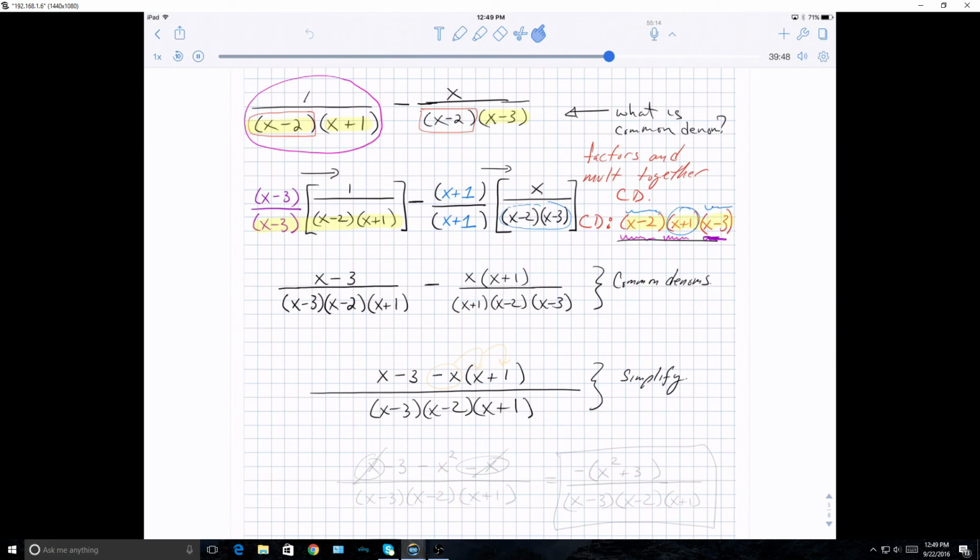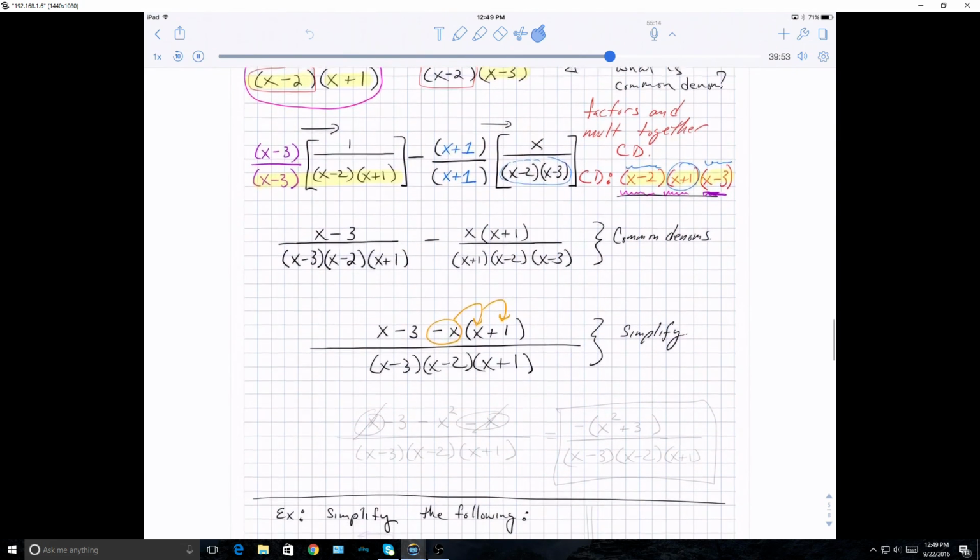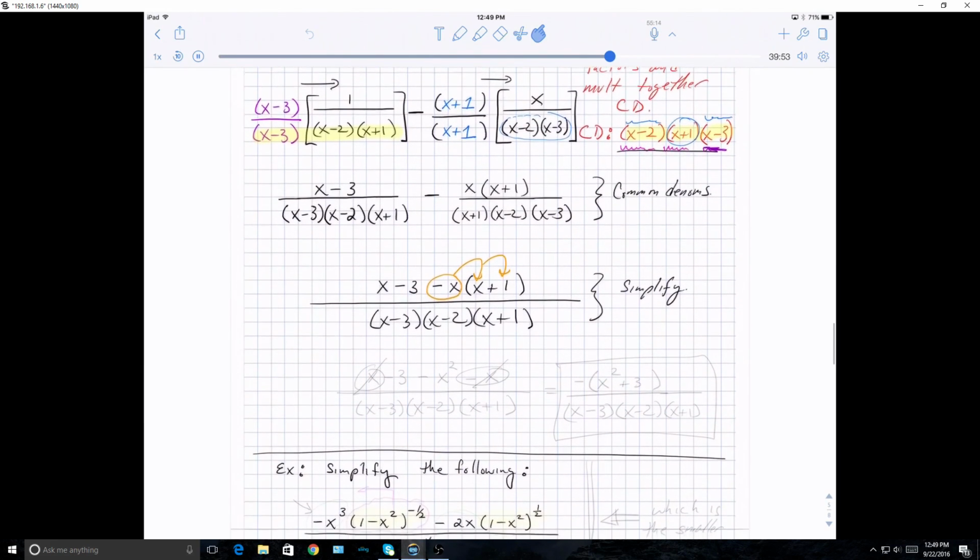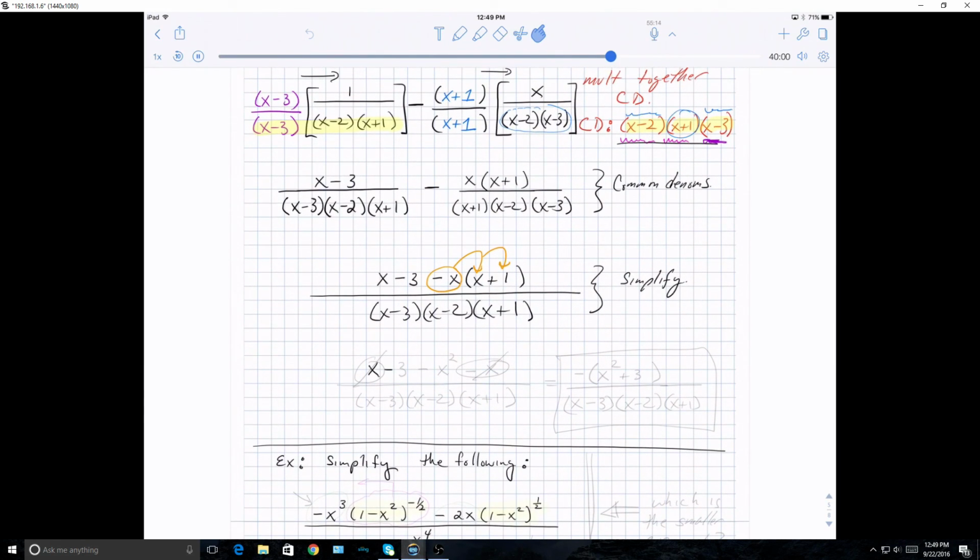In which case we realize that we're going to be distributing a negative x to both of these. And what we have here is x minus 3 minus x squared minus x, all over the quantities x minus 3, x minus 2, and x plus 1.